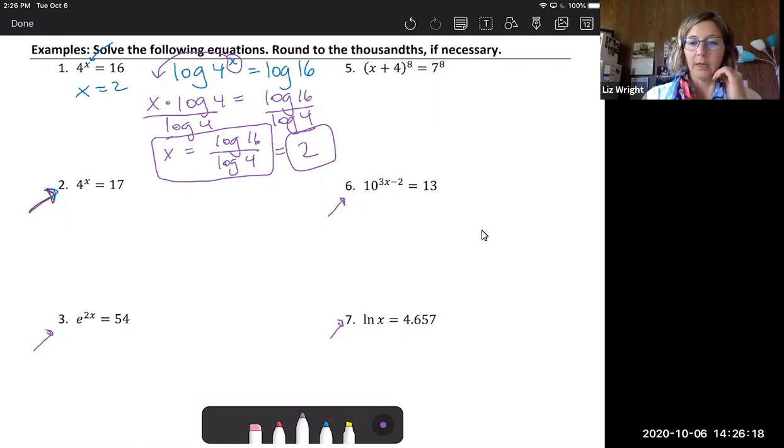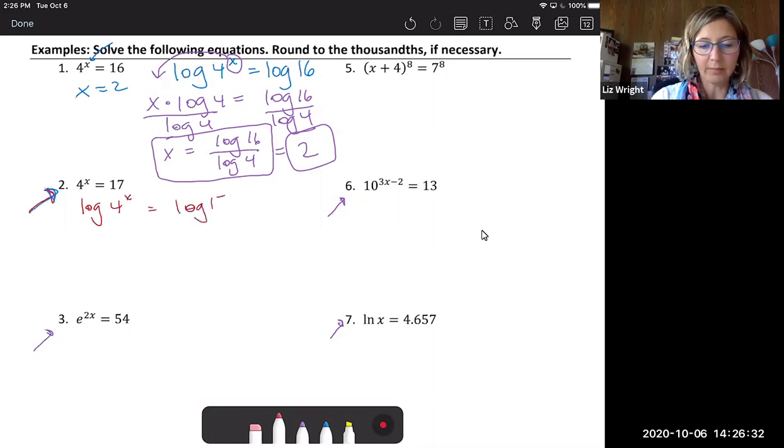All right, so with that, I'm going to go back to number 2, and I am going to take the log of both sides. So I'm going to take the log of 4 to the x, and I'm going to take the log of 17. And then that allows me, because of my power property rule for logarithms, to bring that x down. So then I've got x times the log of 4 equals the log of 17. You're going to divide both sides by the log of 4.